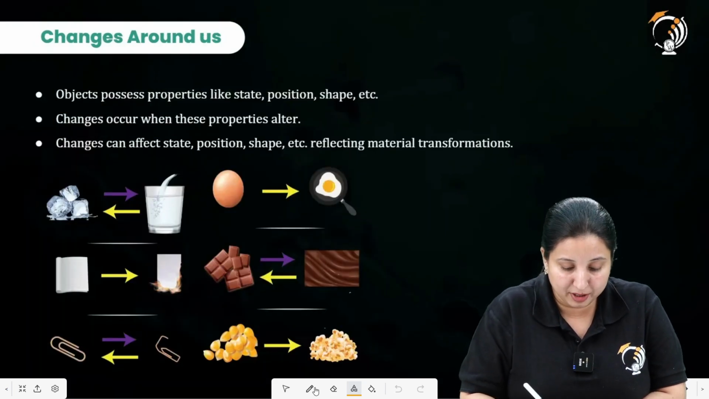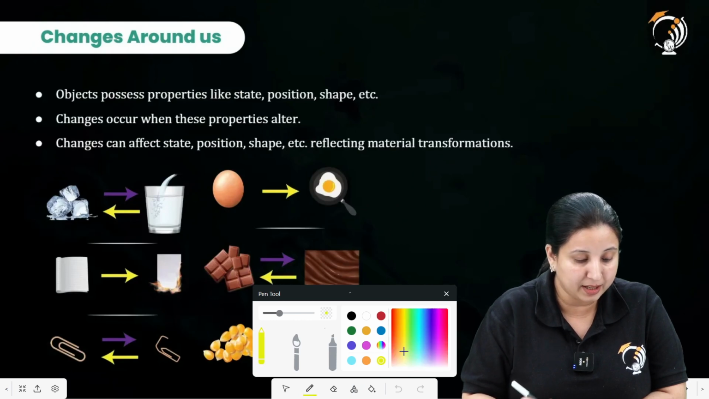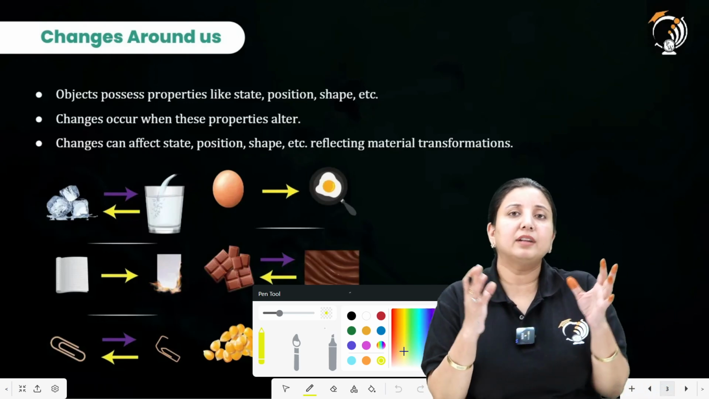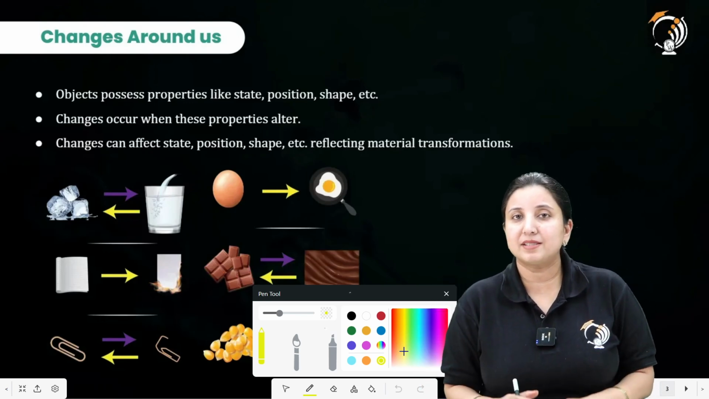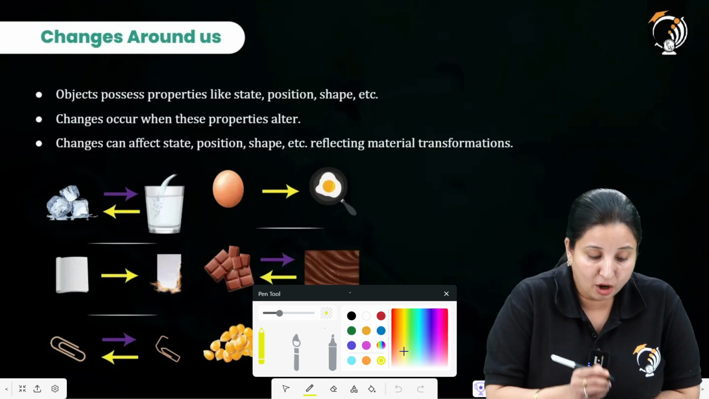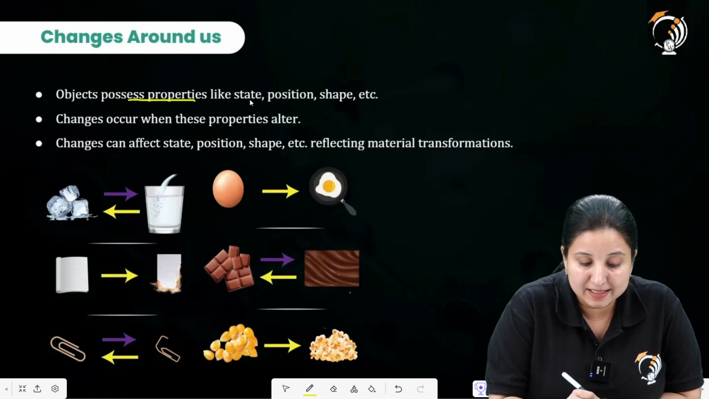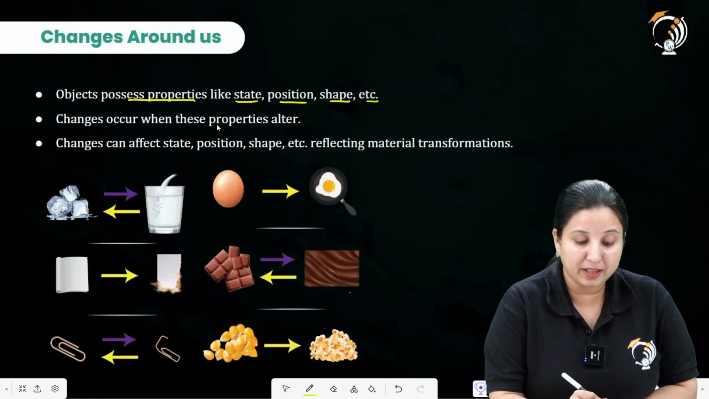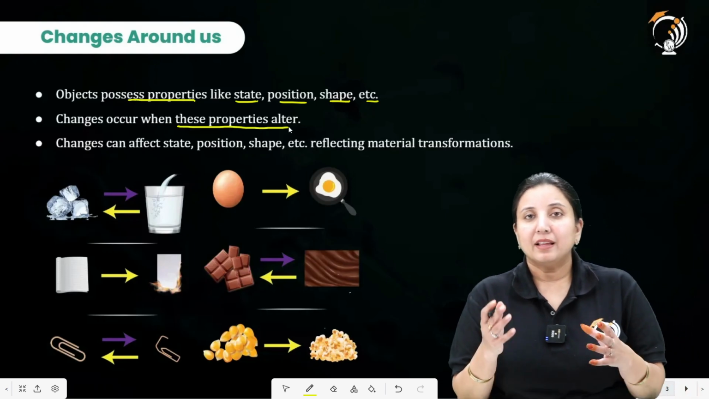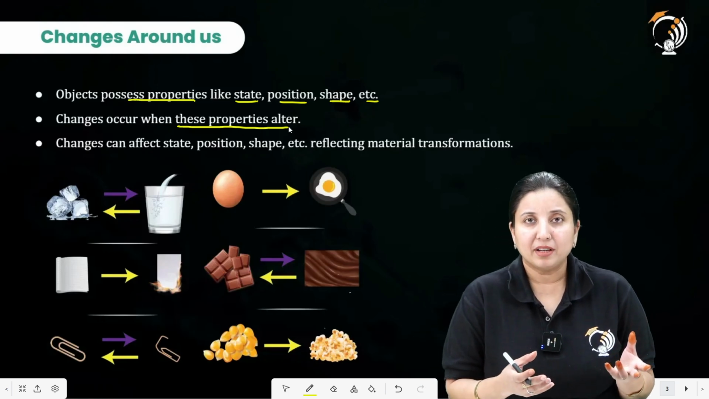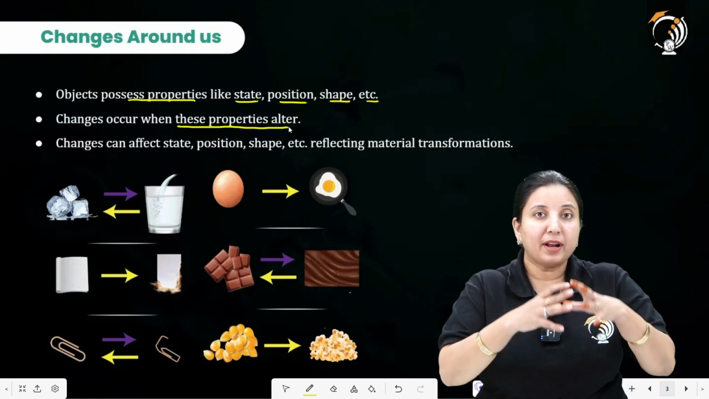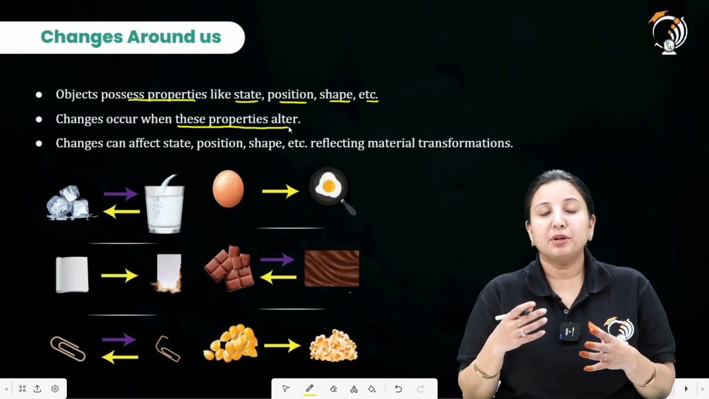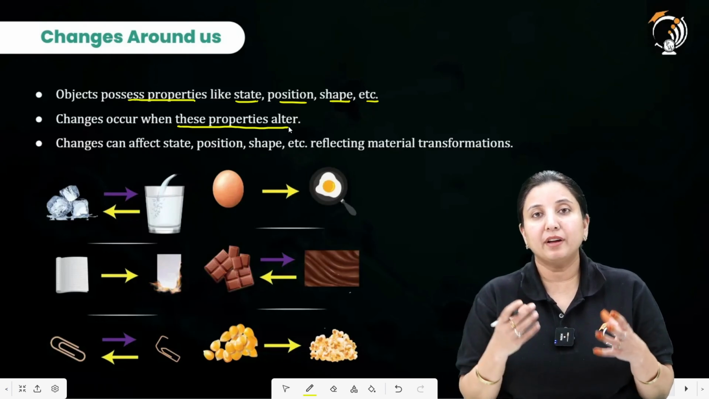So the first thing we are going to talk about is the changes around us. If you just observe, there are several changes which take place around us. Objects possess properties like state, position, shape, etc. But changes occur when these properties get altered. Say, suppose I have a balloon. Now if I put air, what happens? The balloon blows up, isn't it?